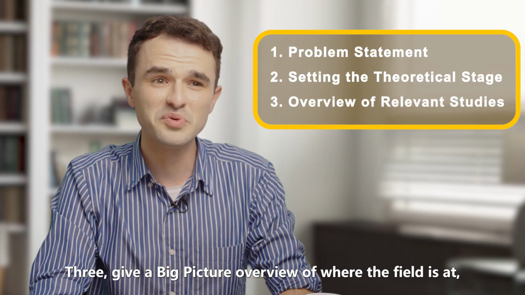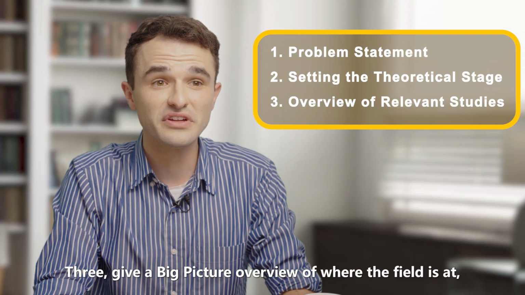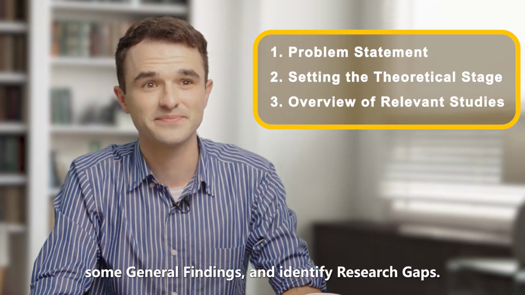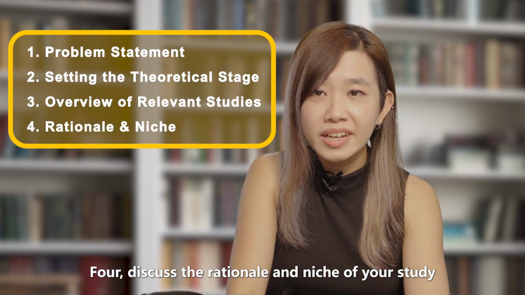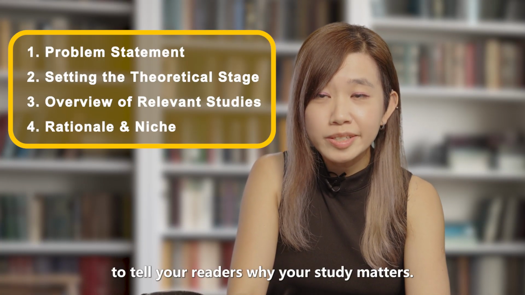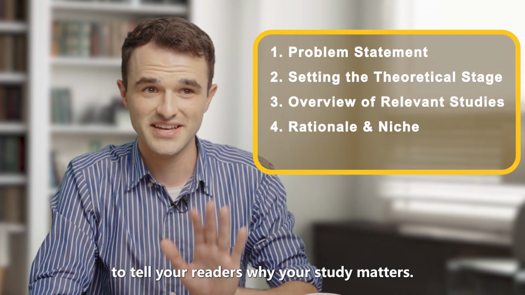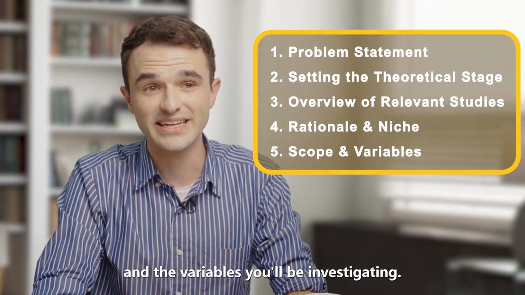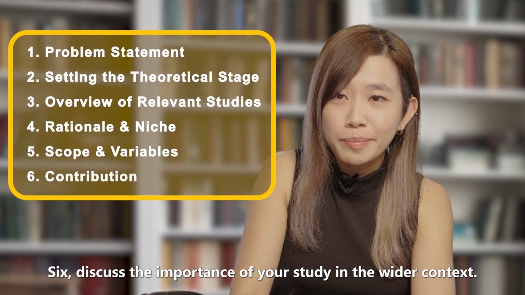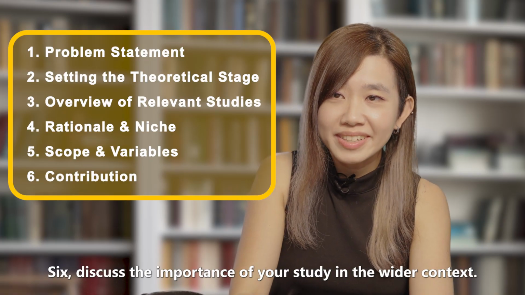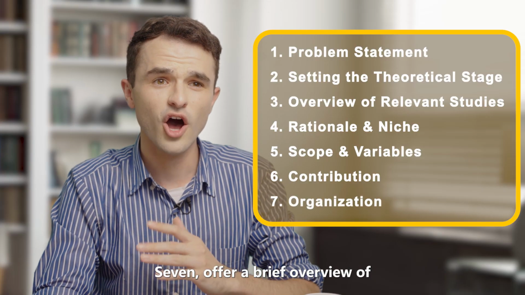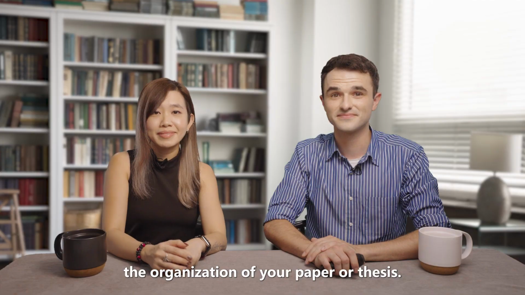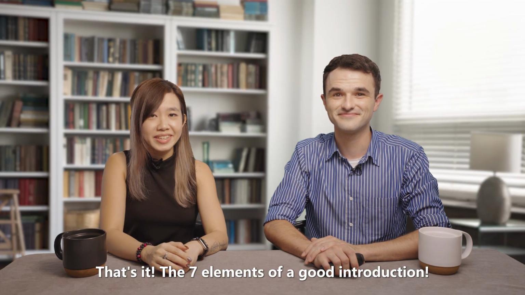3. Give a big picture overview of where the field is at, some general findings, and identify research gaps. 4. Discuss the rationale and niche of your study to tell your readers why your study matters. 5. Talk about the scope of your study and the variables you'll be investigating. 6. Discuss the importance of your study in the wider context. And 7. Offer a brief overview of the organization of your paper or thesis. That's it, the 7 elements of a good introduction.